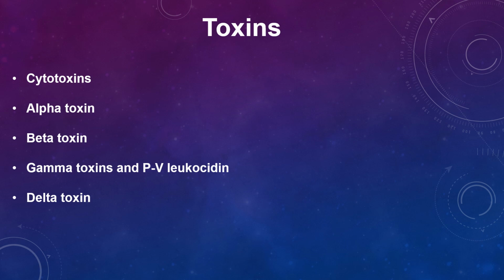The gamma toxins are also made by most S. aureus strains, whereas PV leukocidin is made only by a minority of strains. It has been particularly associated with violent methicillin-resistant S. aureus infections.